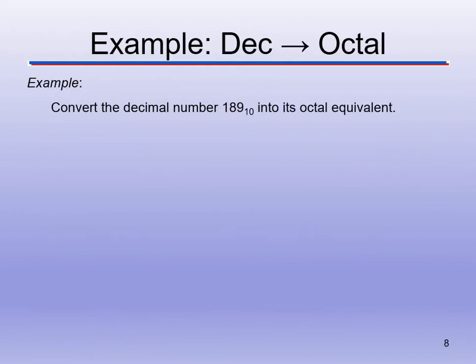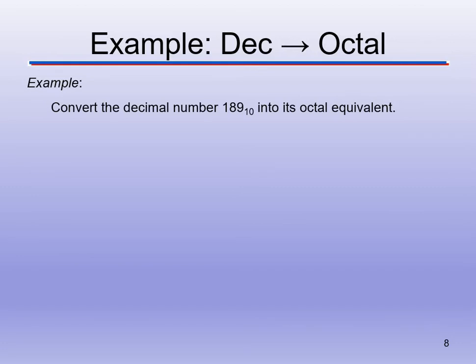Alright, so I want you to pause the video, try this one on your own, and then I'm going to go ahead and start it up here. So pause the video, do it on your own, and then come back and we'll be working through it together here. Alright, so we want to take the decimal number of 189 to its octal equivalent.